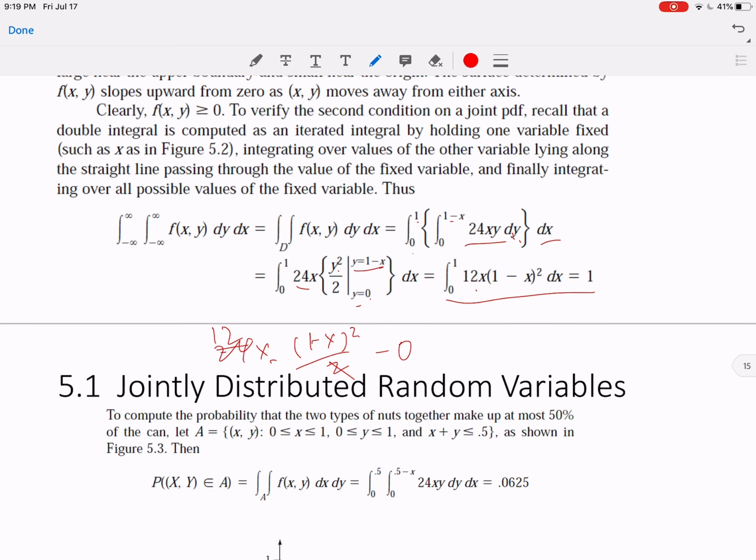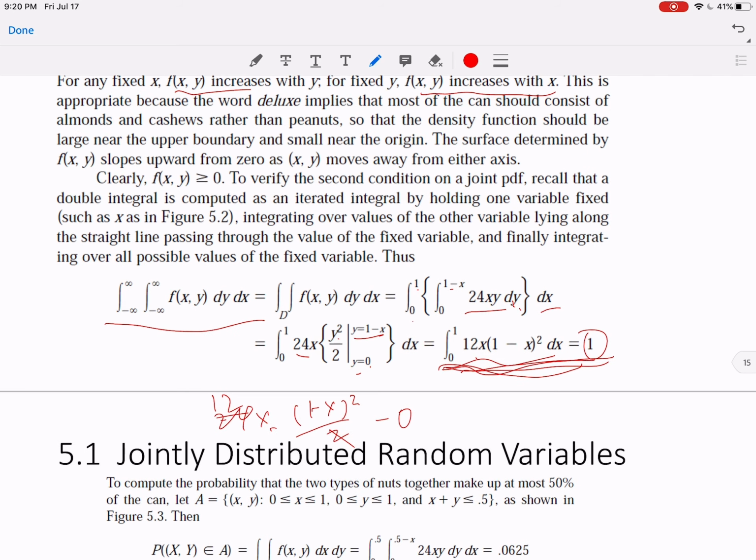If you do this integration, I wouldn't do it over here, but if you want to prove whether it's true or not, you can just calculate this integration by applying the basic power rule, and this is equal to 1. So if this is equal to 1, we can say this is legitimate.